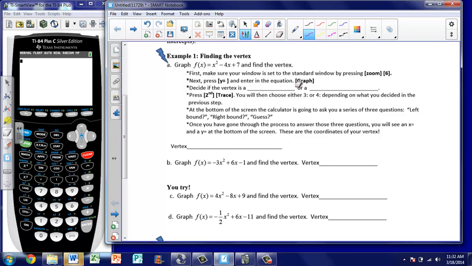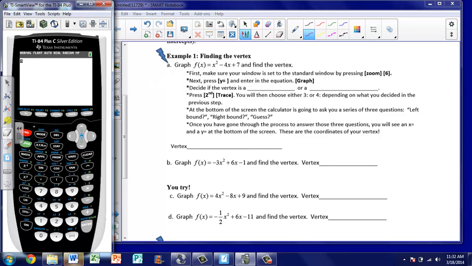First, make sure your window is set to the standard window. Before I do any graphing, I always want to make sure I press second y equals. We're not doing a scatter plot, so I want to double check that my plots are off, and they should be. But just to double check. Then I'm going to go to y equals and clear out any old equations or functions that are hanging out in here.